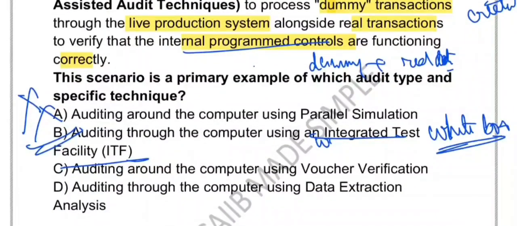If you look at option C, it says around the computer. See, this is just like manual checking of documents. No system logic testing is happening around the computer. That's why this is not relevant here. Option D says auditing through the computer using data extraction technique. See, data extraction is analysis of existing data. No dummy transaction is involved in the case of data extraction. That's why D is also not correct.